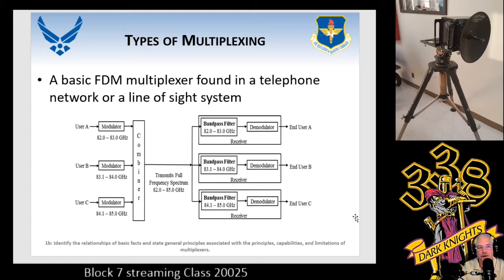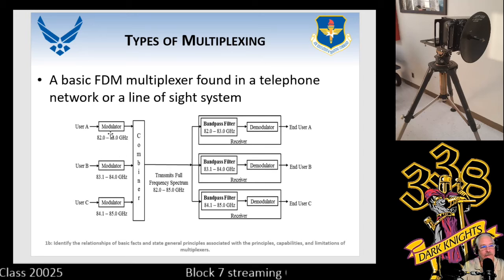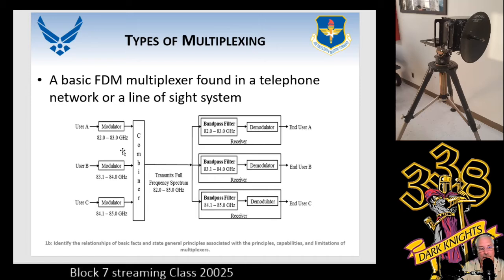But the problem with FDM is you're using a frequency to put all of your information on, and you're going to send it to the cell site. The cell site's going to decipher it and send it on. But the problem is when you went from one cell site to the other, you'll notice that modulator or user A's on 82.0 and 83 gigahertz. Well, the problem with that is when you went from one cell site to the other, and the other cell site was maxed out, in other words, there were no more frequencies for you to use, you got dropped. So that's the fallback of FDM.